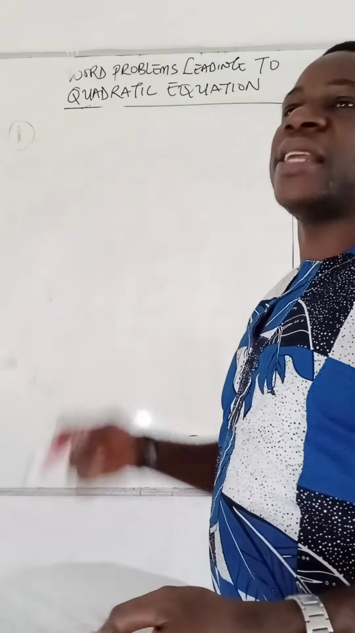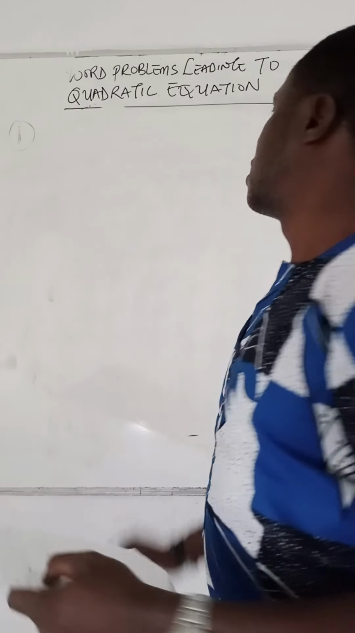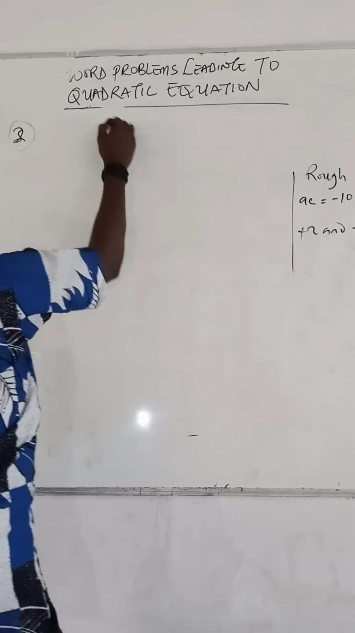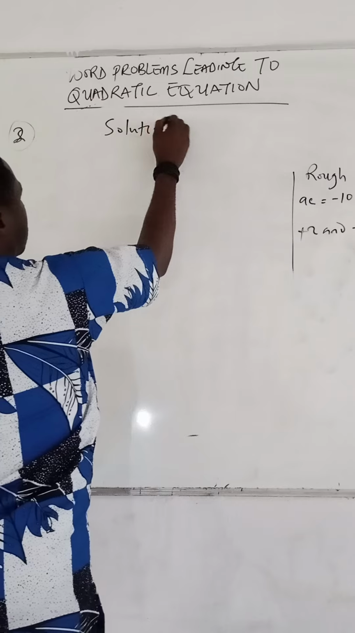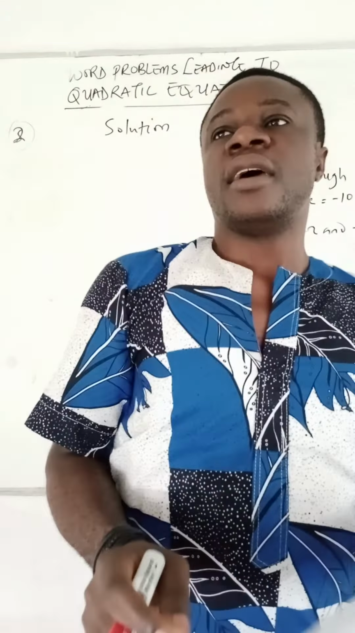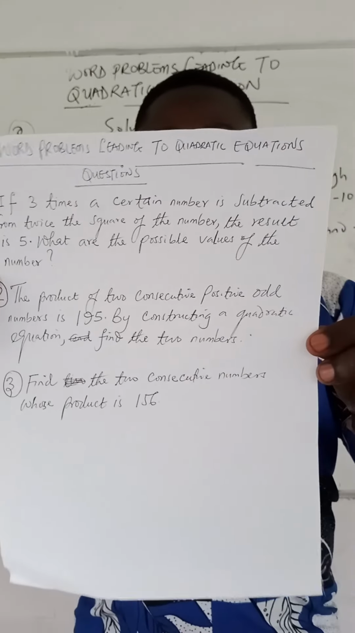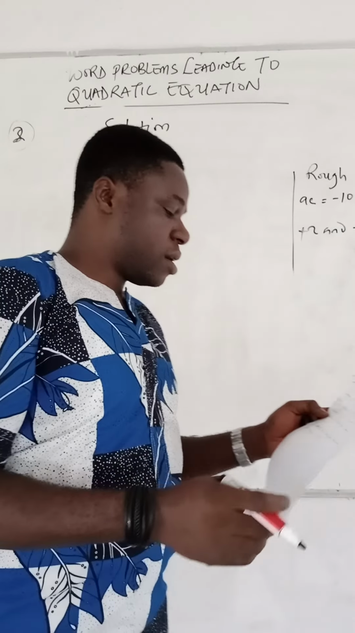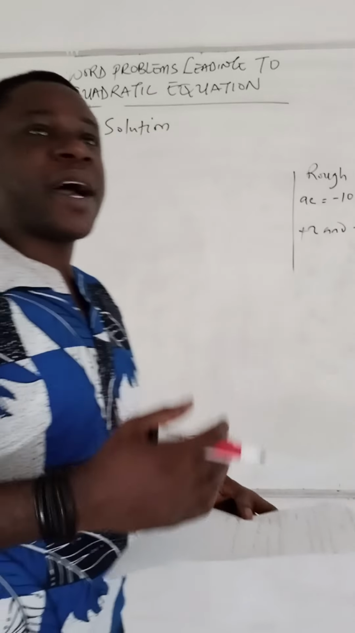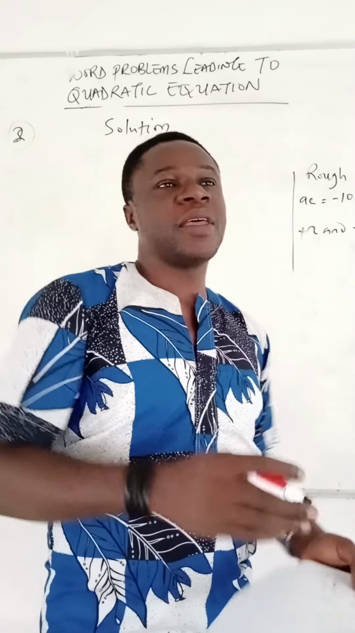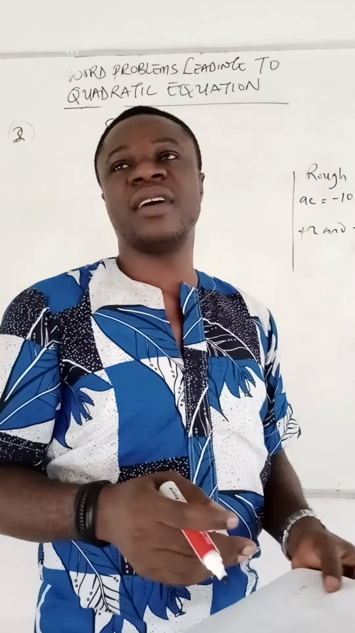Now you ask yourself, what are the two consecutive odd numbers? The solution to question 2: what are the two consecutive odd numbers? An odd number differs from the preceding one by 2.